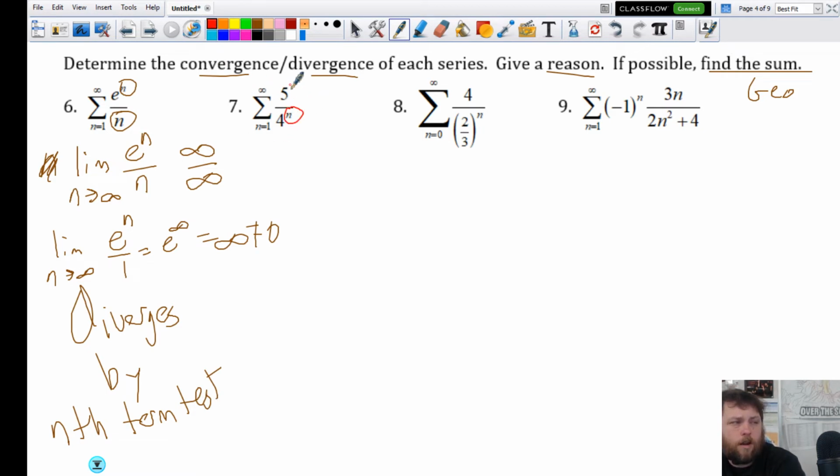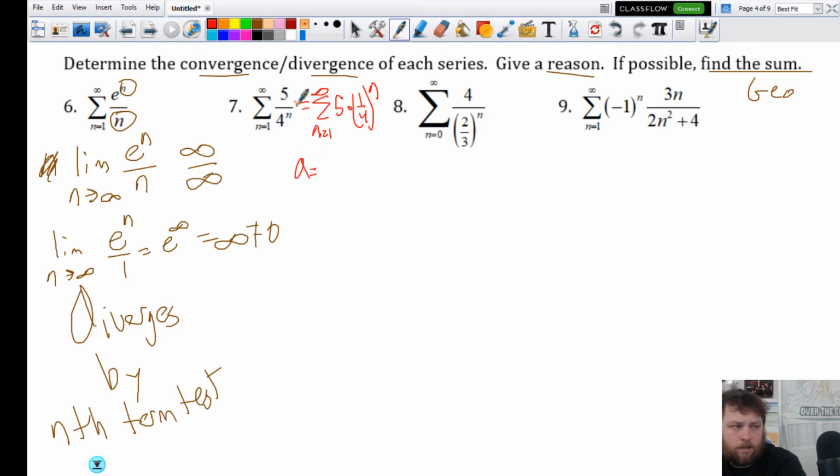This one, there's only one n. This is geometric. But since it's 5 over 4 to the n, this is not 5/4. I'm rewriting this as the sum of 5 times 1/4 to the n power, because the 5 is not to the n power. That's the trap. Don't fall for it. So in this case, n equals 1. Notice it starts there, not at 0. That's the other trap.